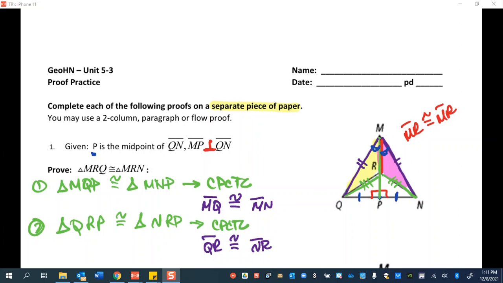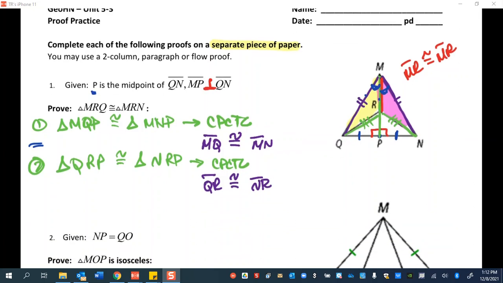Would those be part of CPCTC too? Yeah? Sure, right? That way, you wouldn't have to do the second triangle. You can just go ahead and use those angles, and then you can have side, angle, side congruence. More than one way to go about that one for sure.